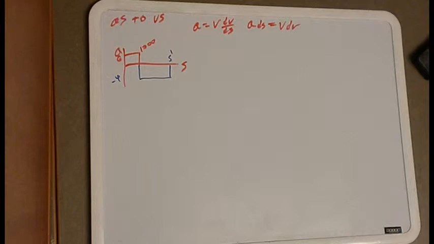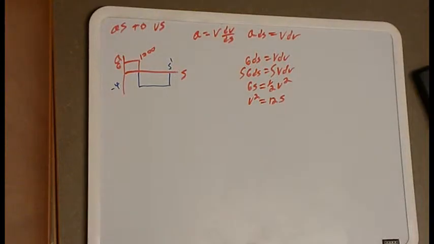We already know our acceleration out to 1,000, so our acceleration is 6, so we're going to plug that in for A. 6 ds is equal to V dV. We're going to integrate both sides, and so we have 6s is equal to 1/2 V squared. V squared is then equal to 12s, and V is equal to the square root of 12s. Now, what this will do is give us the first curve on our velocity in terms of distance graph.